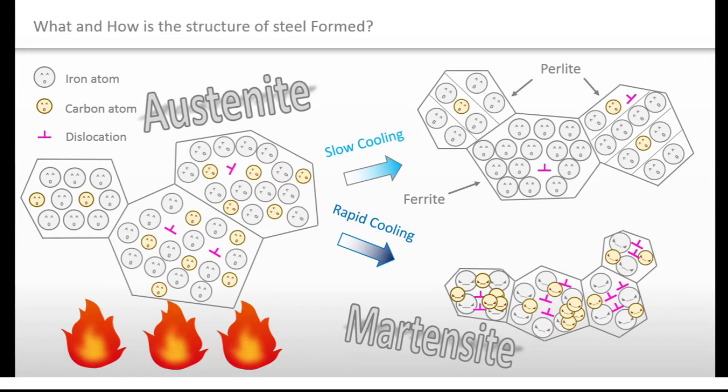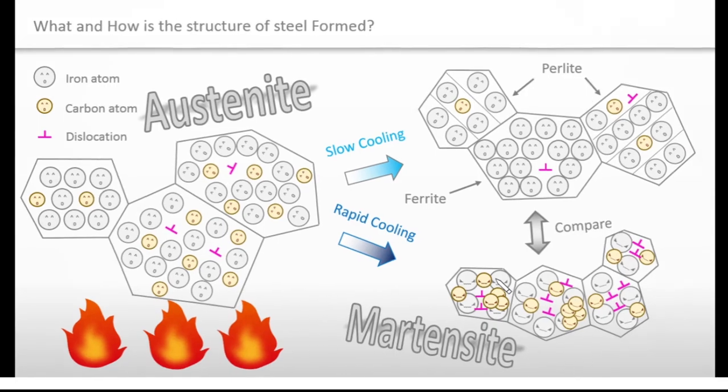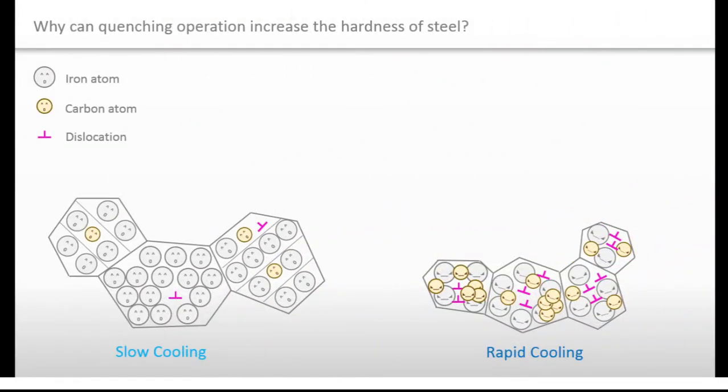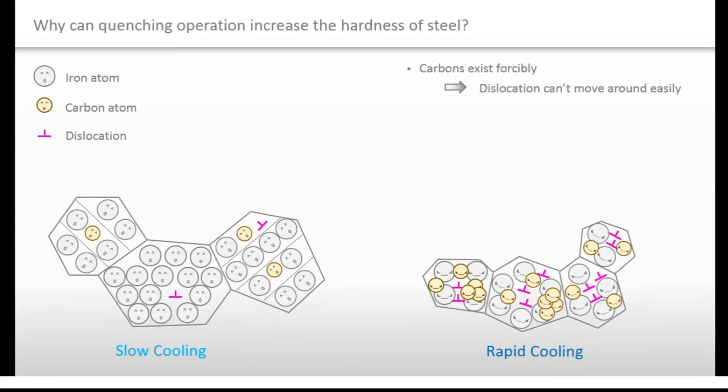Okay, now we are going to compare these with each other. The irons and carbons in these crystals, which we cool rapidly, look stressed. It's because the crystals could not have enough time to change into this kind of peaceful situation. I mean, the transformation unfortunately ended, and carbons exist possibly against iron crystal structures, which means there is much stress in the crystal structures. The stress prevents the dislocations from moving around easily, okay?